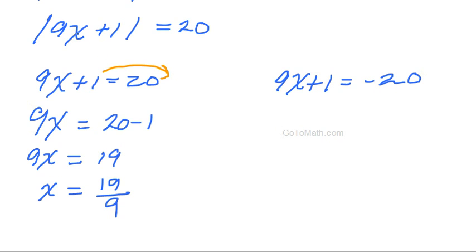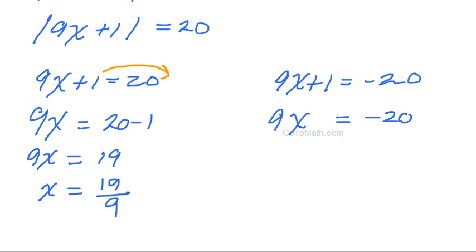So if you were to plug 19 over 9 right here, the 9's would cancel out. You'd have 19 plus 1 is 20, and the absolute value of 20 is 20. So that's one of the solutions. And of course, we'll come over here and work on this one now.